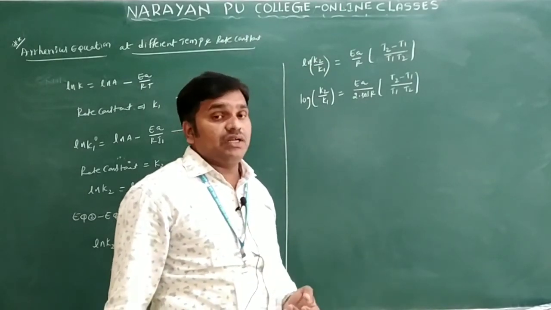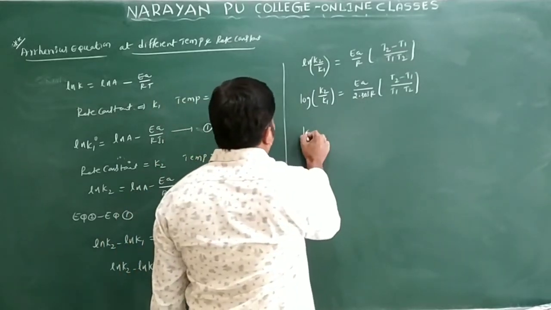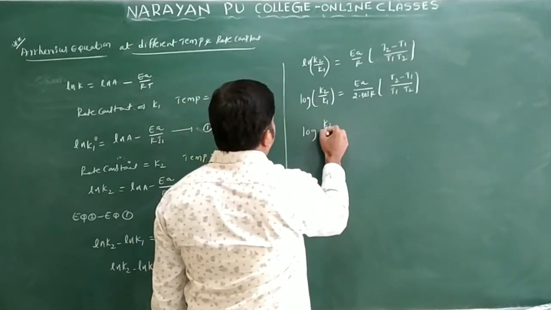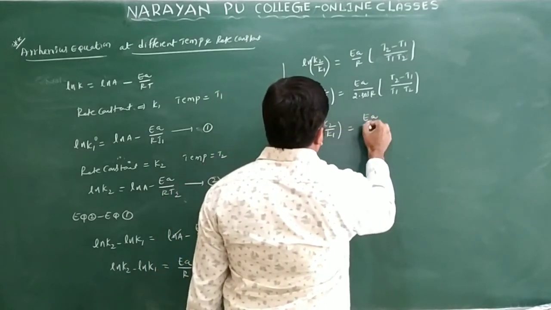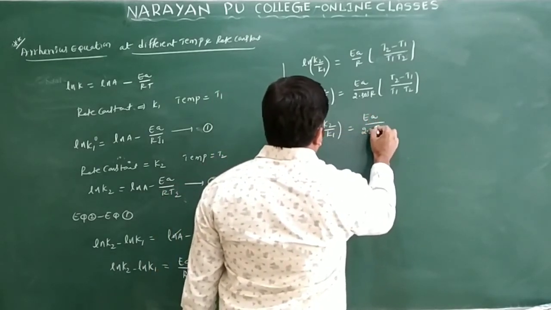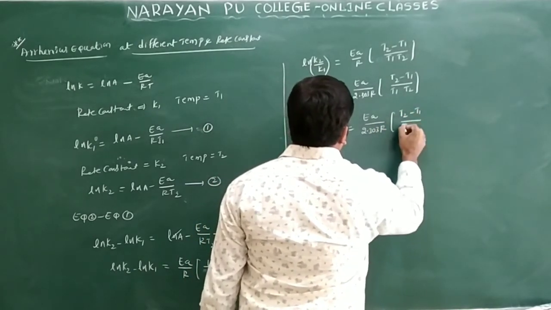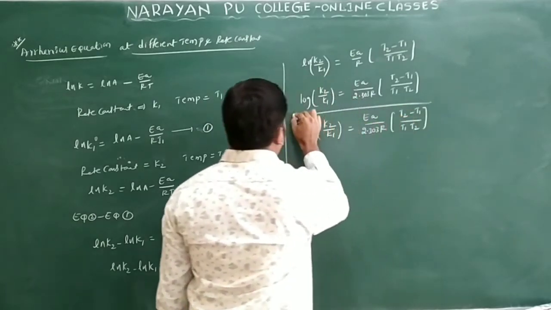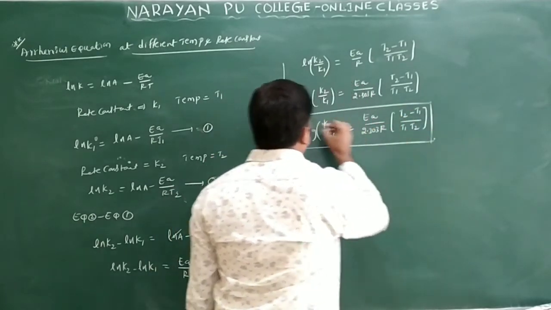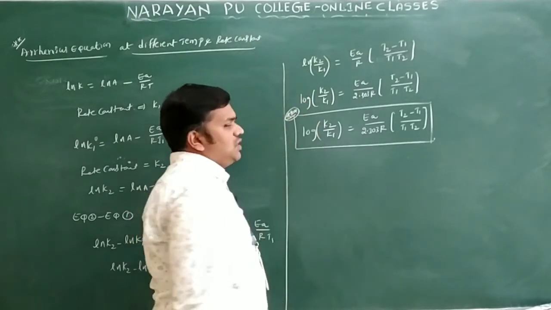If two different rate constants are given, if two temperatures are given, this is the expression you are using. So I will write again. This is log K2 by K1 is equal to EA by 2.303 R into T2 minus T1 by T1 T2. This is a very important formula. Clear?